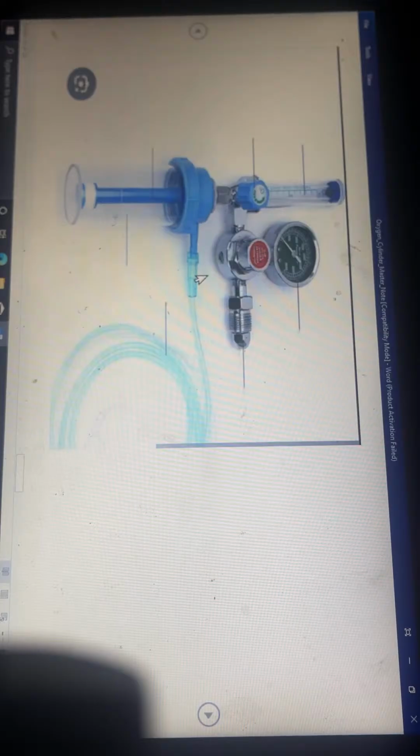Why the regulator? It regulates the high pressure, because once you turn on the valve, the pressure will get high. So the regulator will help to regulate this pressure.